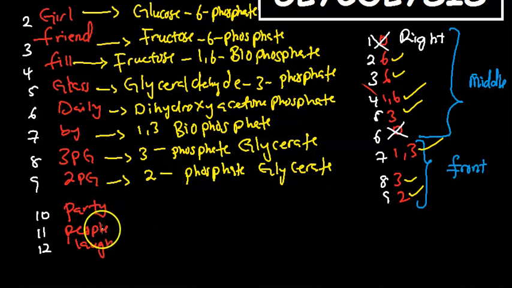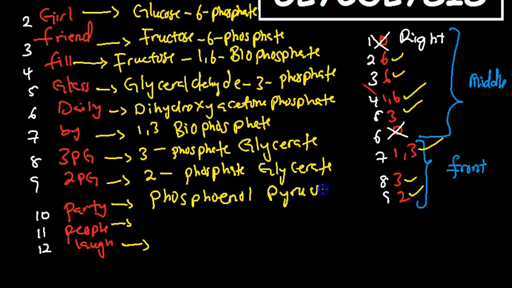So number 10, 11 and 12 don't have any carbon atoms there. Number 10, which is PEP, this simply stands for phosphoenolpyruvate. This is the spelling. And number 11, which is PYR, stands for pyruvate. And the last one, LAC, this is the lactate.